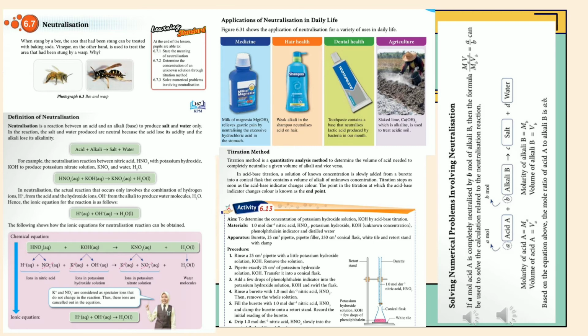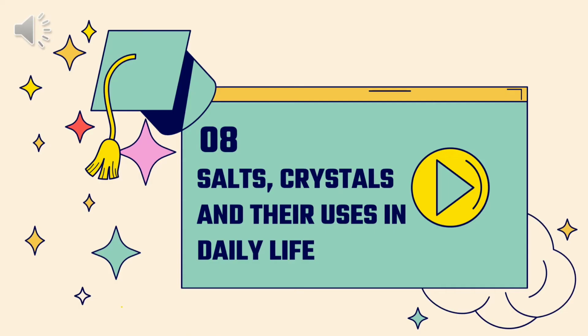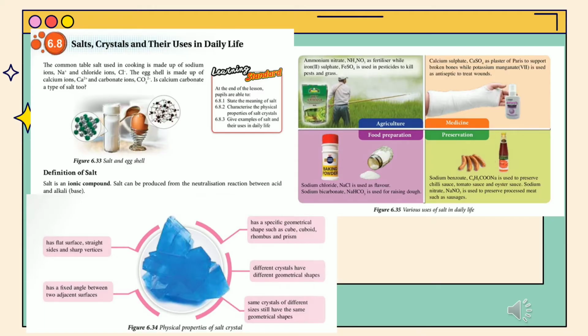In this subtopic also, students will learn how to determine the concentration of an unknown solution through the titration method. And furthermore, students will learn how to solve numerical problems involving neutralization. Neutralization between acid and base will produce an important substance which is salt. Salt is an ionic compound.